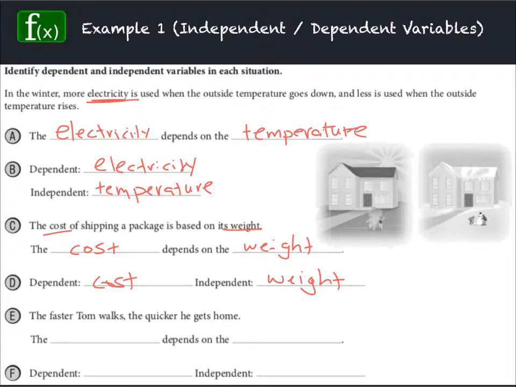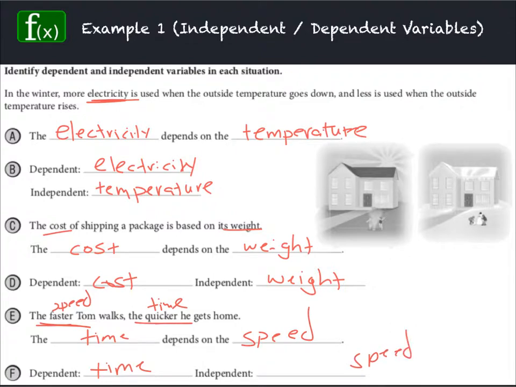And last, the faster Tom walks, the quicker he gets home. So here the faster, that would be speed. The quicker he gets home, that would be time. So what depends on what? Does speed depend on time, or does time depend on speed? Well, in this case, the time is going to depend on the speed. If he walks faster, he's going to get there sooner. If he walks slower, it'll take him longer to get there. So your dependent variable is going to be time, and your independent variable is going to be speed. So hopefully that clears up independent and dependent variables at least a little bit. Let's move on.